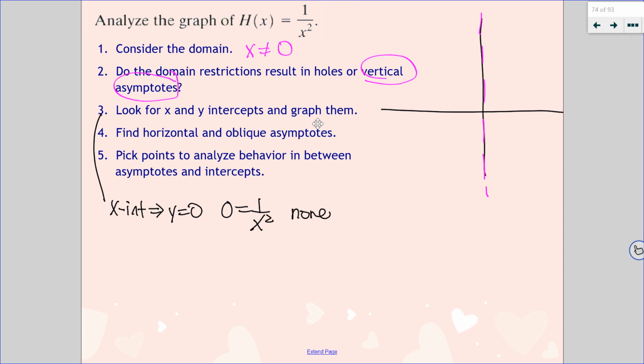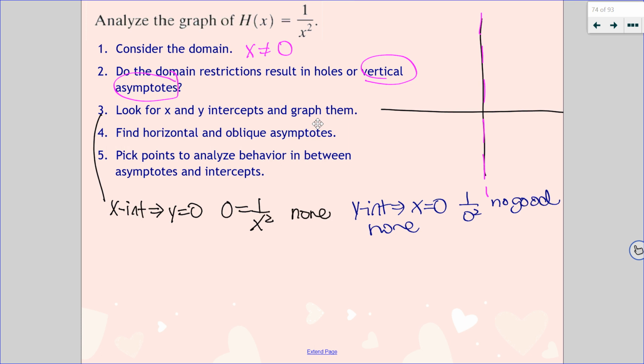So you might think, oh, well, this is a bummer. There's no information. But actually, this is a lot of information. This means it does not cross the x-axis. So you don't want to touch the x-axis. How about the y-intercept? The y-intercept occurs when x is 0. Yeah, that's no good. So there's none. So no x or y intercepts.